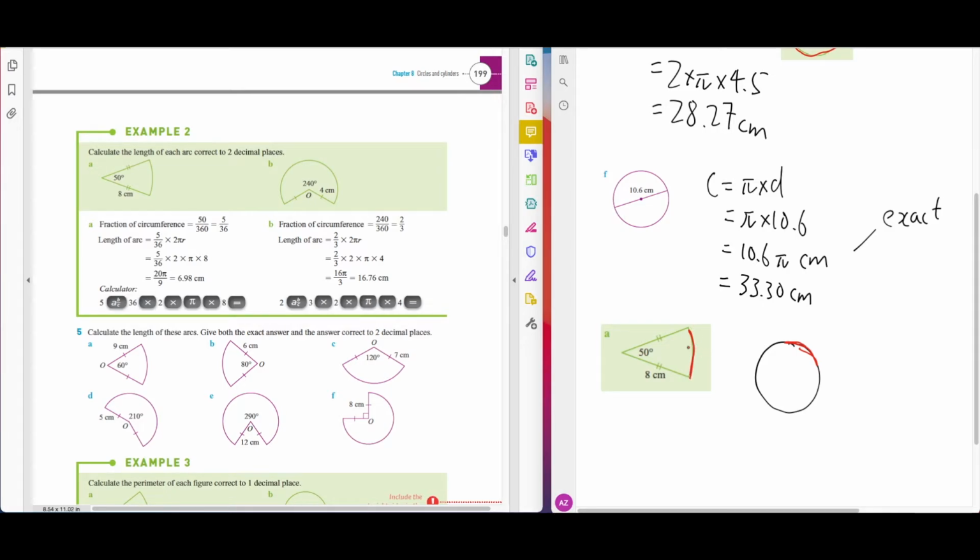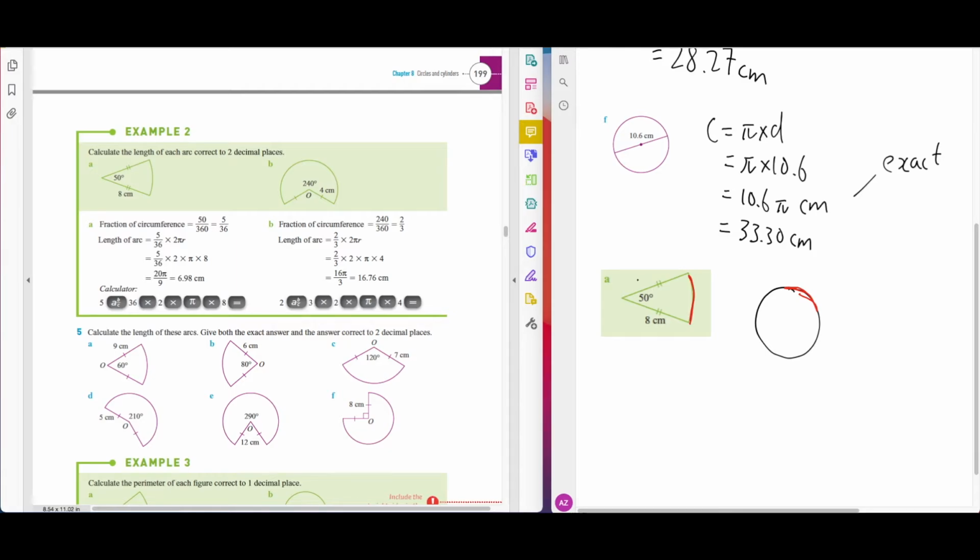Well, what we can do is we can work out the length of the circumference of the whole circle, and then we multiply it by the proportion, right? So that's one way that we can do this, and that's what they did over here. So they first determined the fraction of the circumference, which is 50 degrees divided by 360 degrees, and then they multiply the fraction by the length of the whole circumference, and that's how they get the length of the arc. I hope that's clear to you. So I'm going to go through a question.